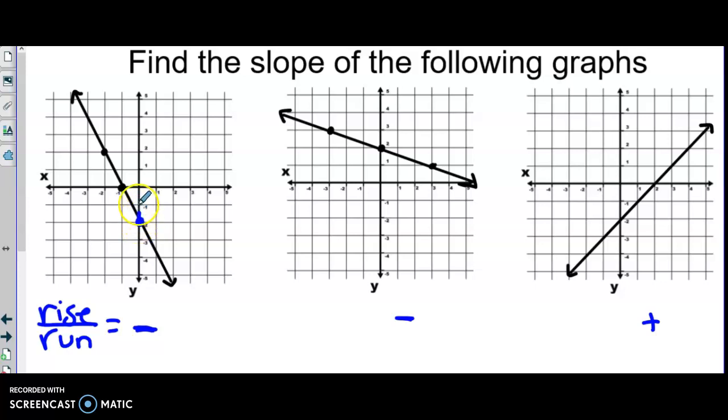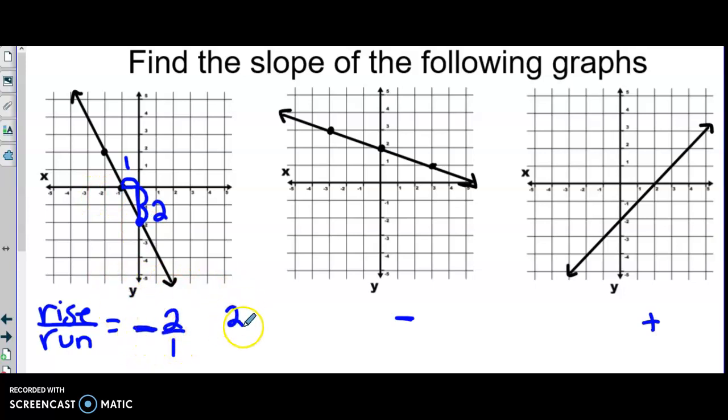And so I'm going to see how many I go up and then how many I go over. I rise up 1, 2. I rise up 2 spaces, and then I run backwards 1 space. So this is 2 over 1. The negative actually comes because we're going backwards, like we're going to negative 1 on the x value, so we're going in negative direction. But you can just put the negative in front of it.